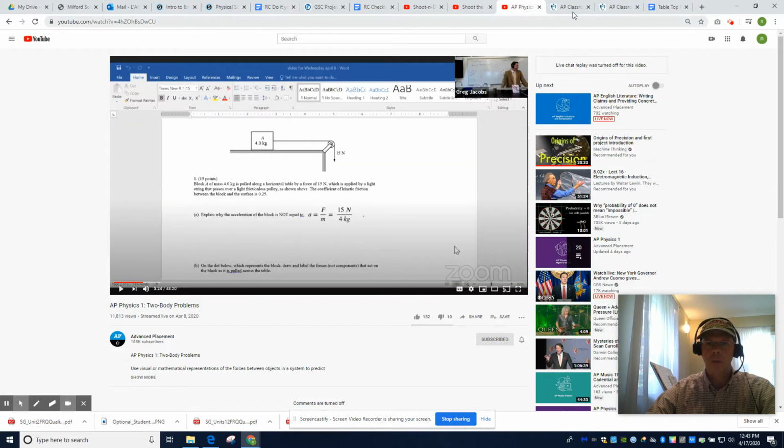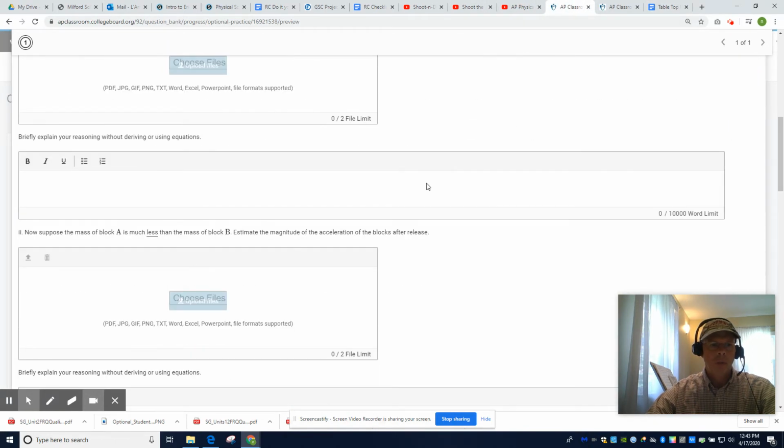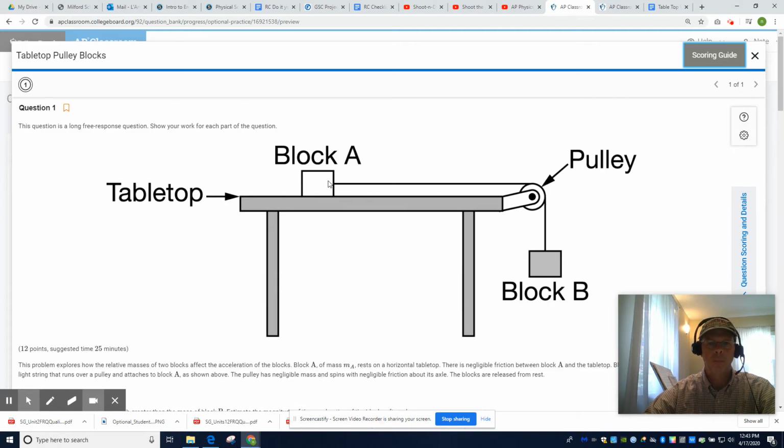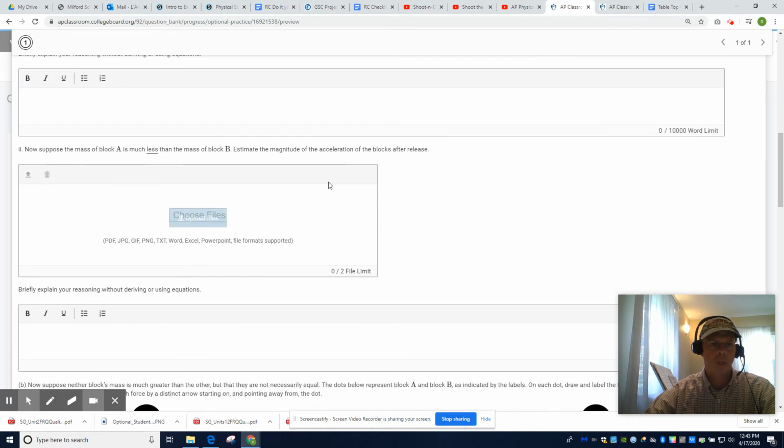Let's see what the next question is. Whoops. Briefly explain your reasoning without deriving or using equations. Right, so I would just say more mass, more inertia. Inertia and acceleration are inversely proportional. So as mass A approaches infinity, the acceleration of the system would approach zero. That's what an inverse relationship is all about.